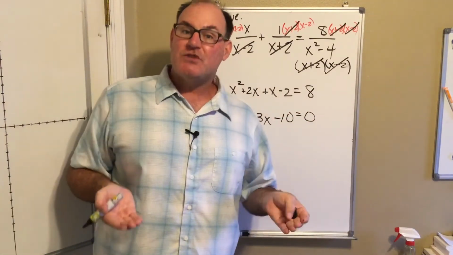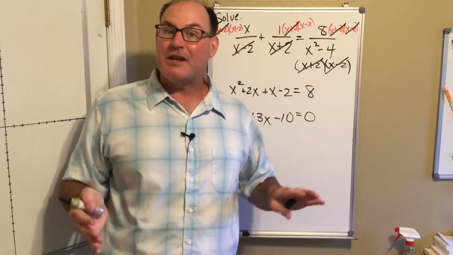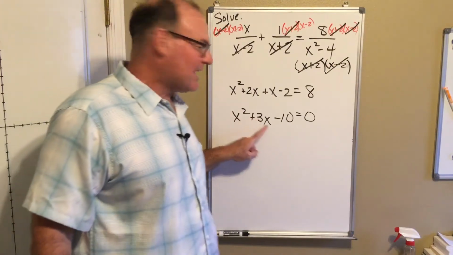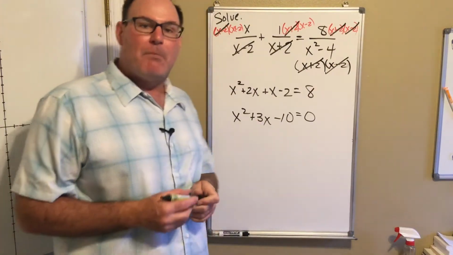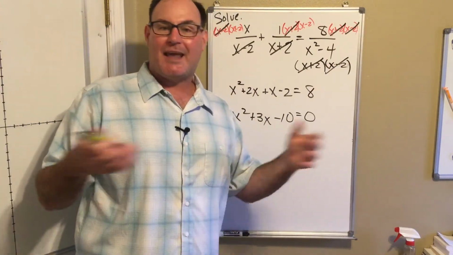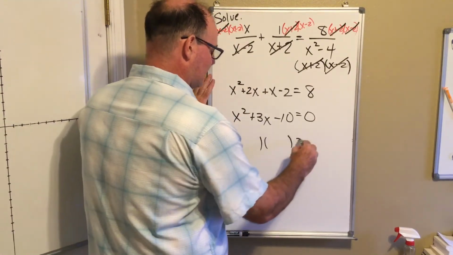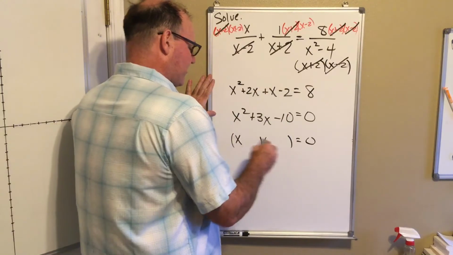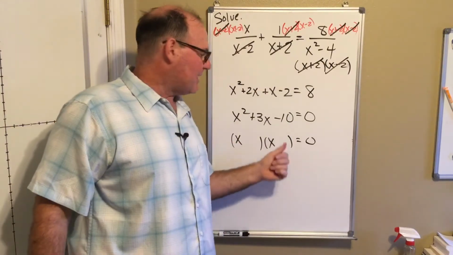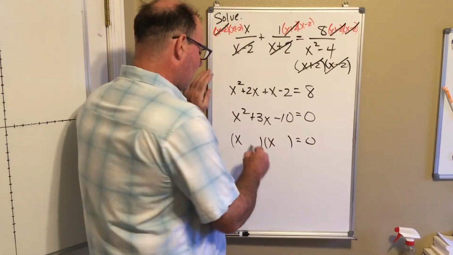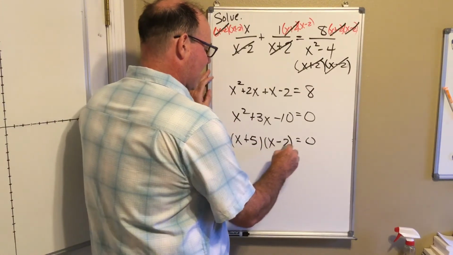Now you are welcome to use the quadratic formula. It will always work. In this case, a would be 1, b would be 3, c would be negative 10. But I see that this is going to factor, and I think factoring's faster, so I'm going to go ahead and do that. So x squared, my firsts are going to be x and x. Then the 2 factors of negative 10 that are going to add up to positive 3 are going to be positive 5 and negative 2.